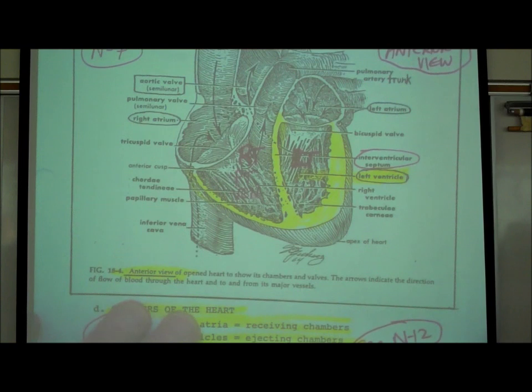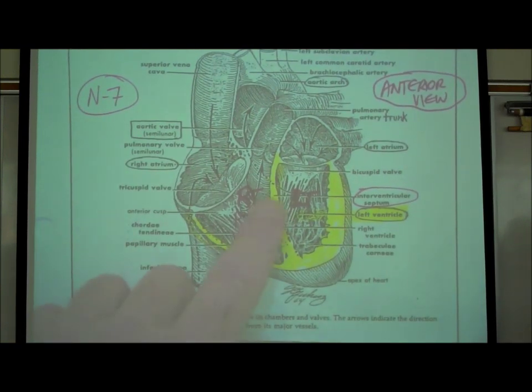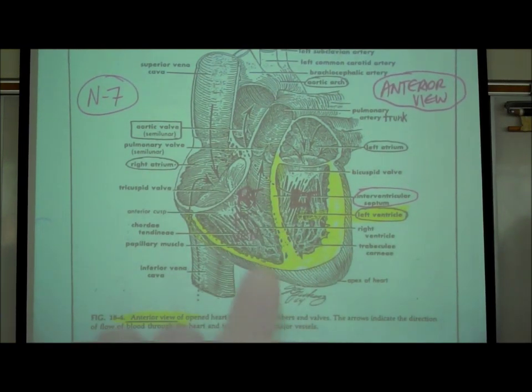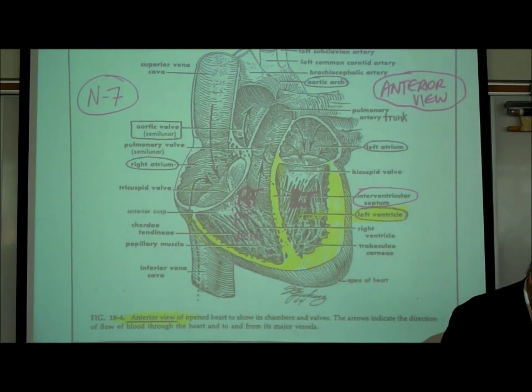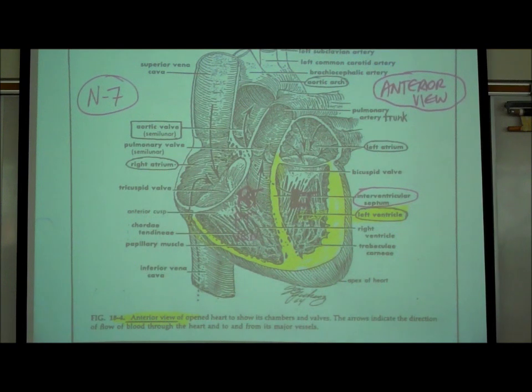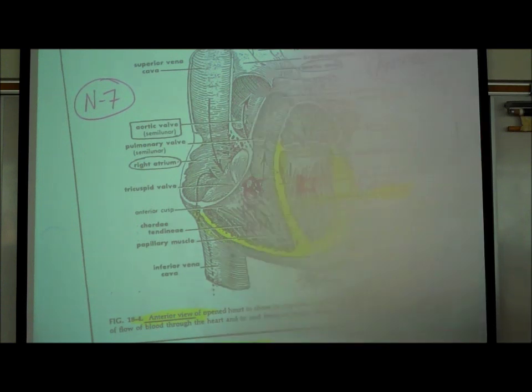Now, this picture doesn't show it, but not only is there a wall between the ventricles, there's also a wall between the atria. The picture that I think shows this the best is a picture that we've passed out to you previously. That's that one-page handout that looked like this.